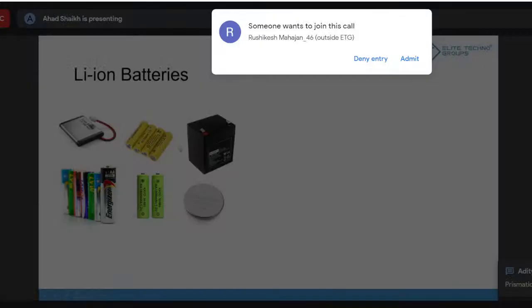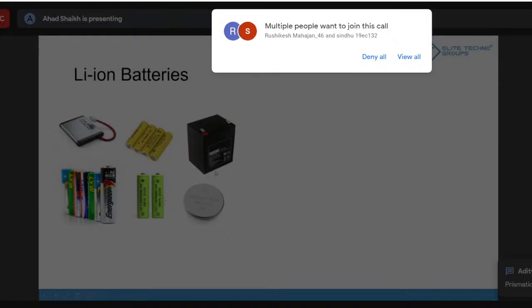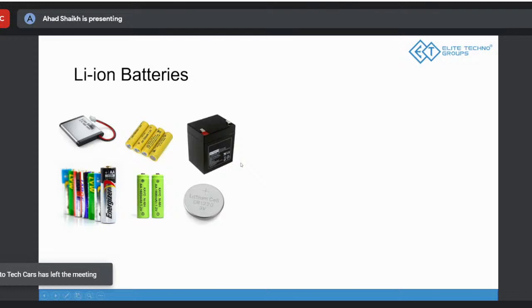Lithium ion batteries are available based on what exactly our requirement is and what application we are using them in. So based on that, we can select suitable geometry and suitable specification of lithium ion batteries. So just very quickly, we will see how exactly it works.